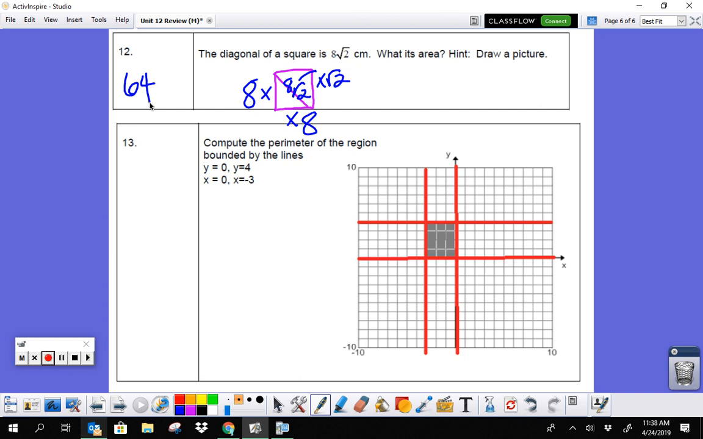Okay, number 13. Compute the perimeter of the region bounded by the lines. So we're going to get the perimeter here. That's going to be 4 plus 3 plus 4 plus 3. So that's 7 plus 7, which is 14. And that is it.